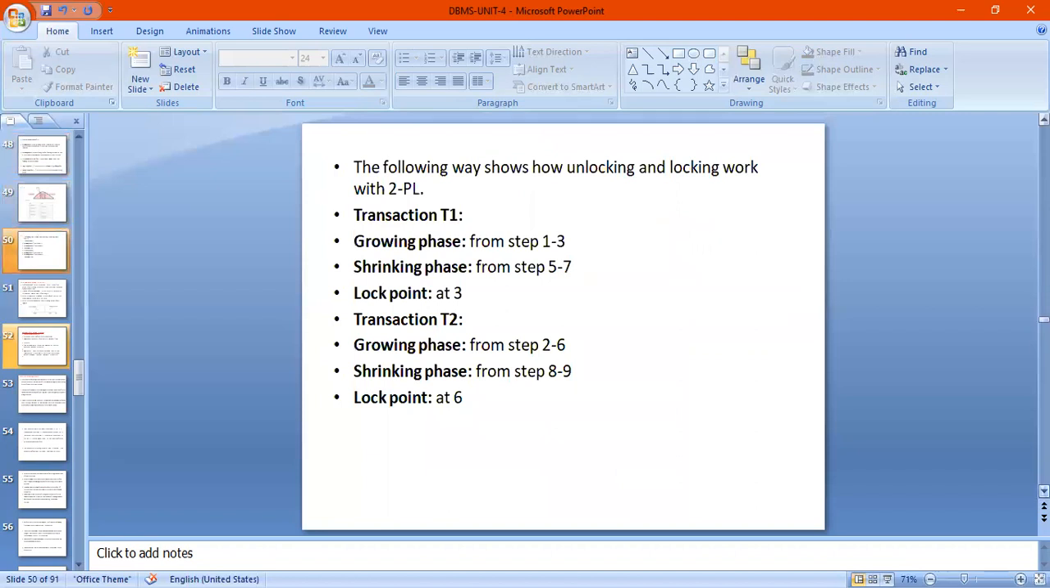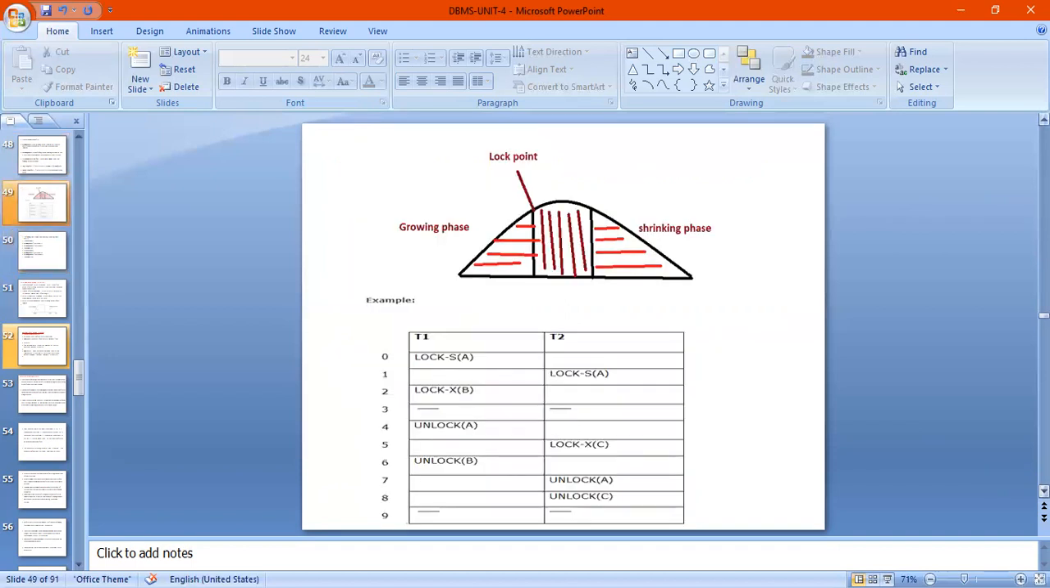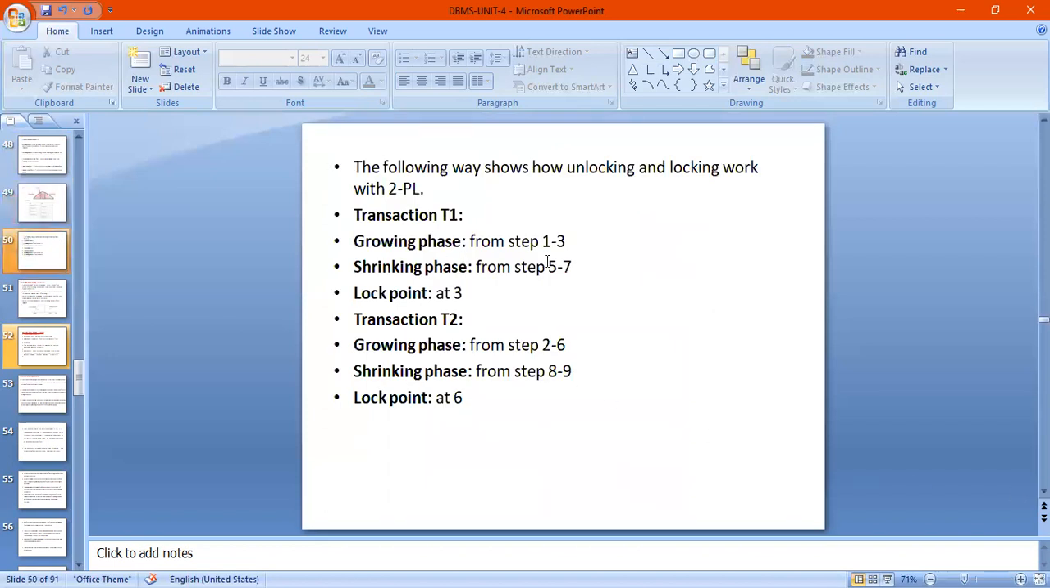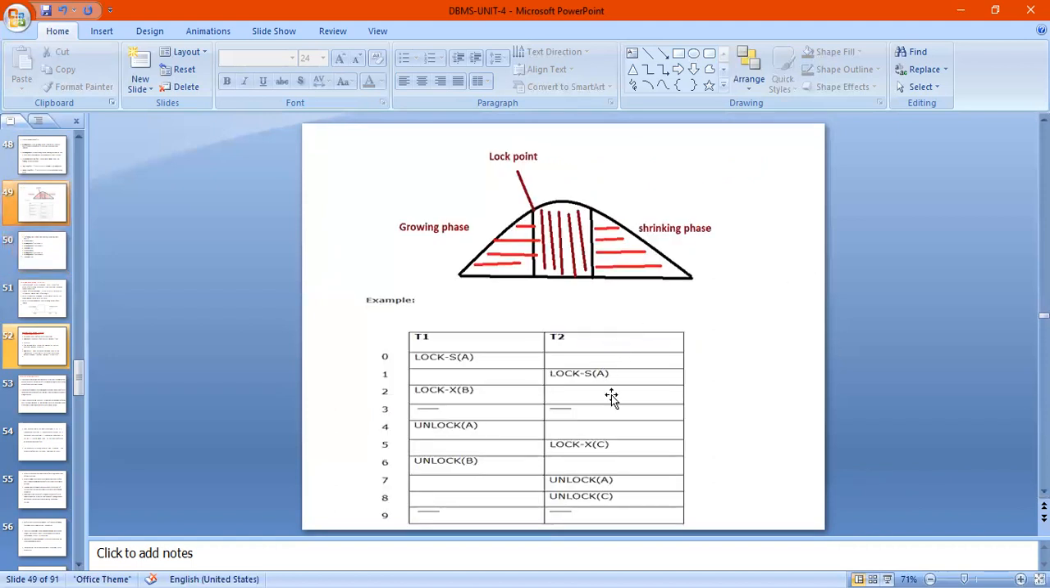The following shows how unlocking and locking work with two-phase locking. Transaction T1: growing phase from step 1 to 3, shrinking phase from step 5 to 7. So it is like this: step 0, 1, 2, 3, 4, 5. These are nothing but the steps. Lock point is at 3. Transaction T2: growing phase is from step 2 to 6, shrinking phase is from 8 to 9. Lock point is at 6. Let me show this again. So you see this.